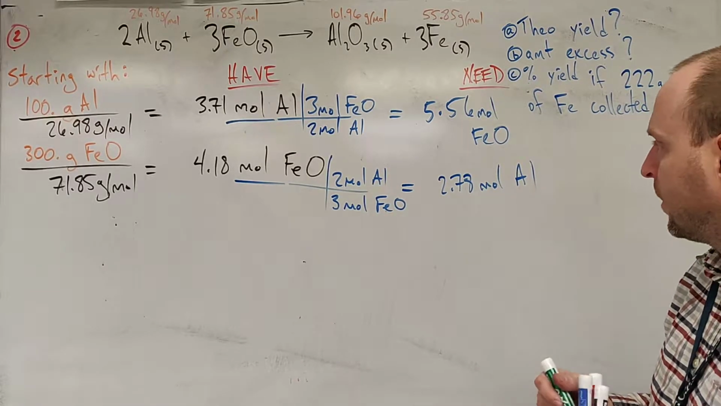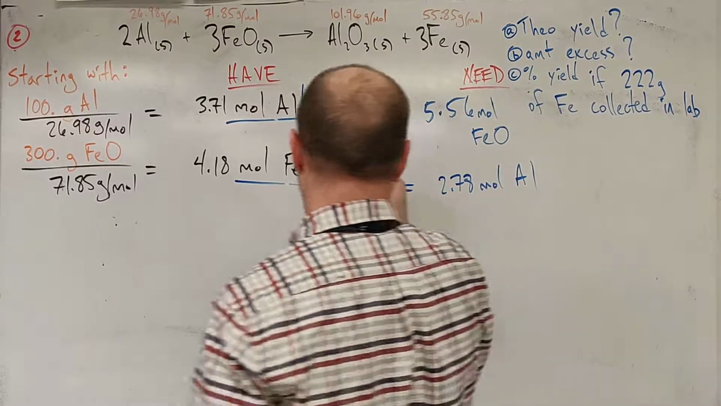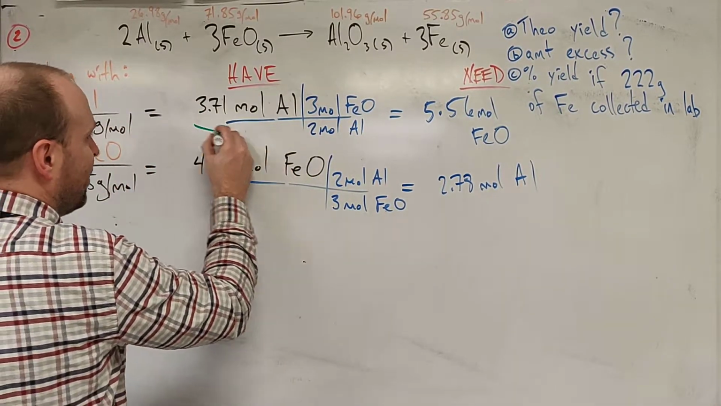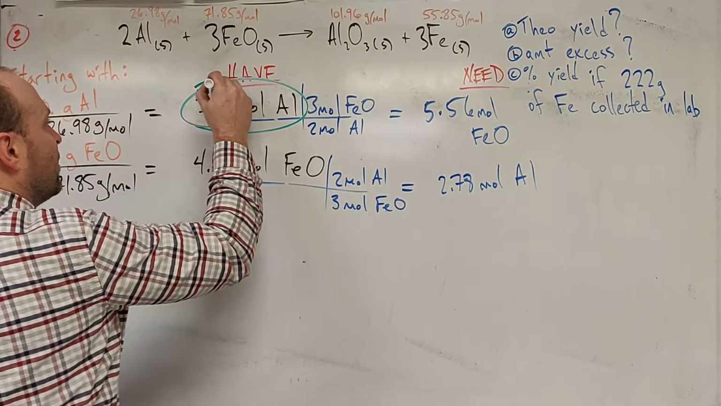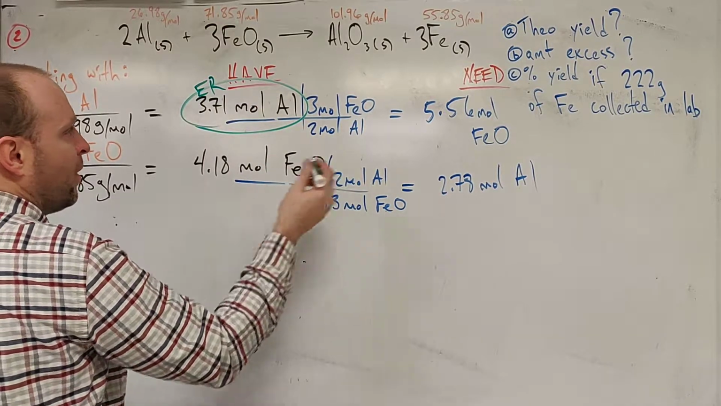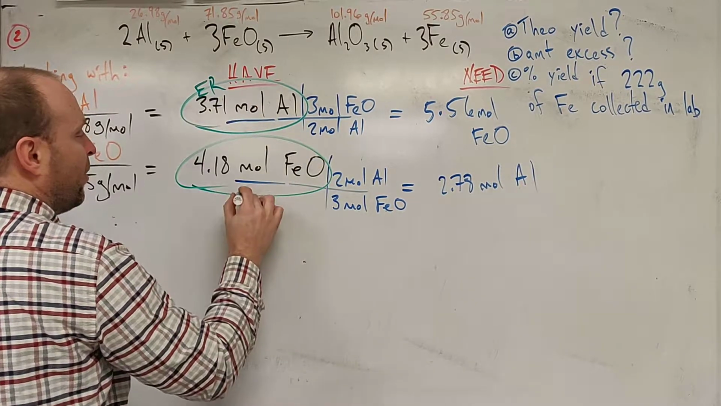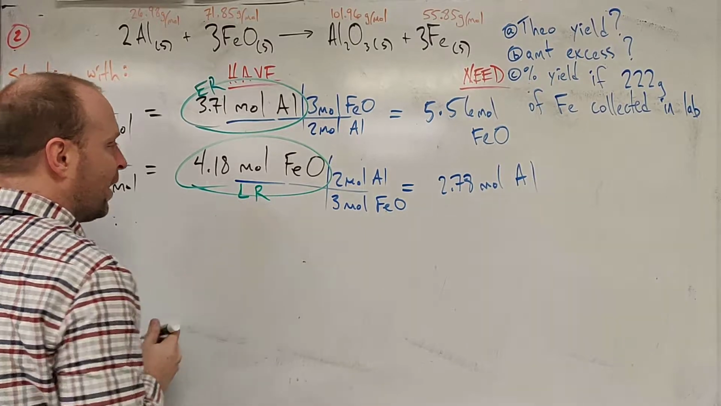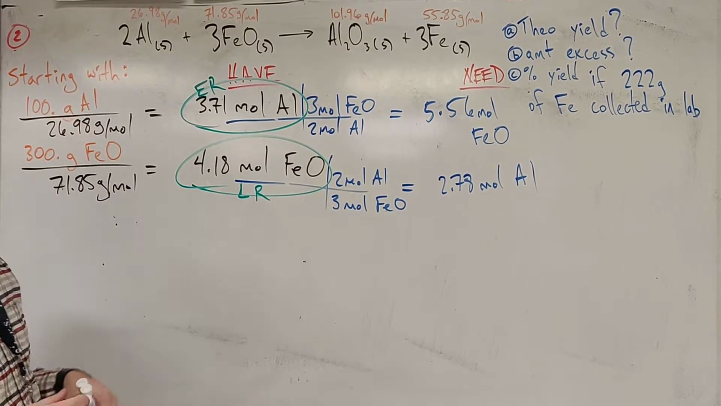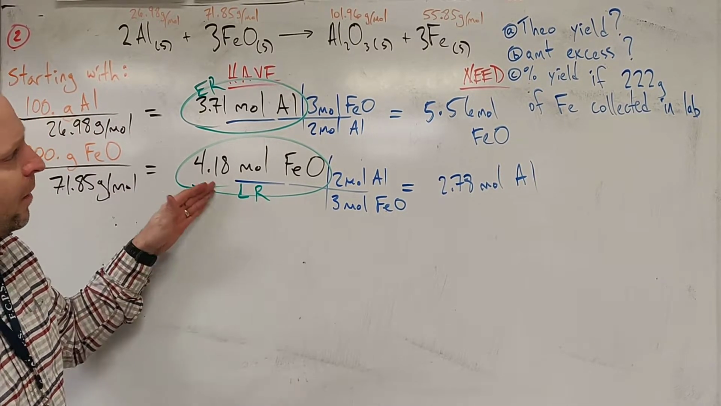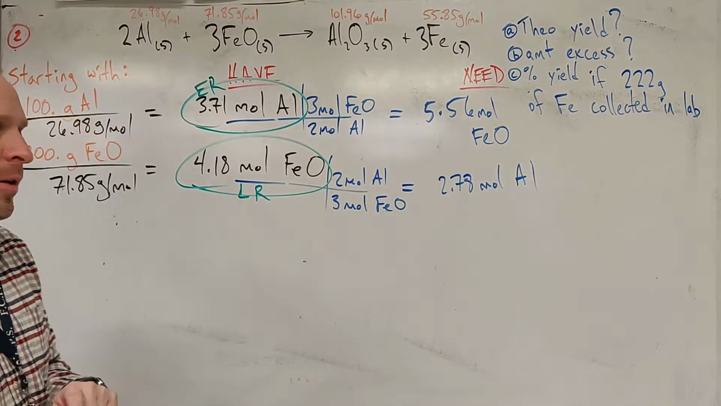So let's make some notes here. Have 3, need 2, don't have enough. Or sorry, have too much. So that's our excess reactant, all right? Have 4.1, need 5.5, definitely don't have enough. That is our limiting reactant. Okay, so we did it. We identified our limiting and excess reactant. We did that so we can come up with a theoretical yield.